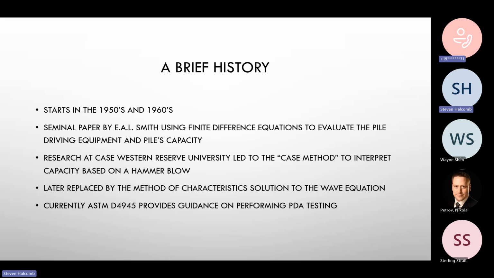Just a real brief history. A lot of the wave equation work and the background of PDA starts in about the 1950s and 1960s. In the early 60s, there was a paper by E.A.L.